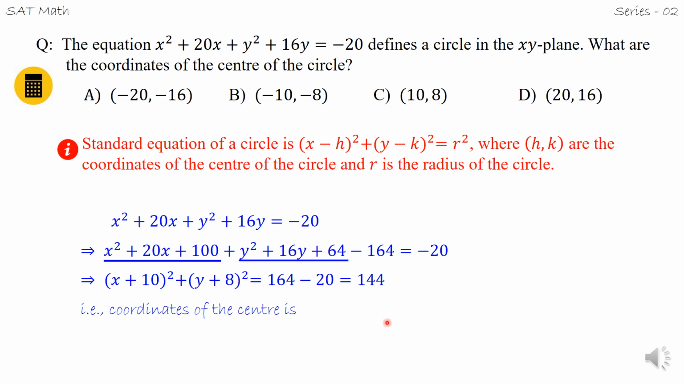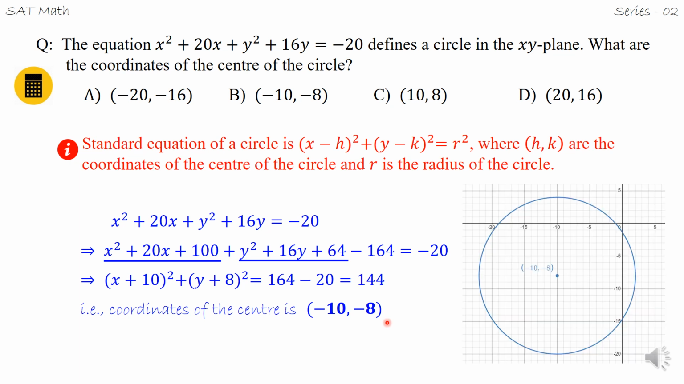So the coordinates of the center are (minus 10, minus 8), which is option B. It is shown in the graph also here. So this is the center of the circle, which is (minus 10, minus 8).